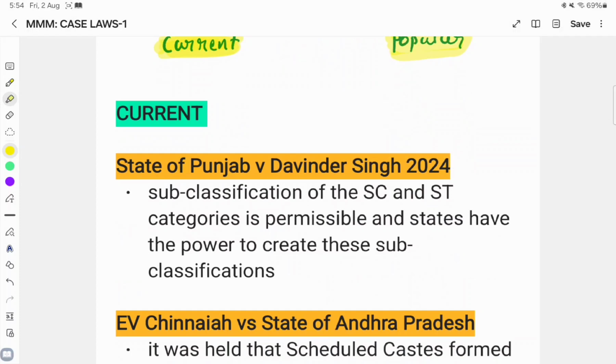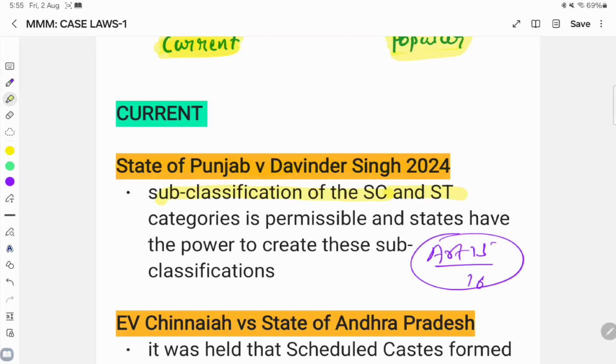The first case you must have read in current affairs is the State of Punjab versus Davinder Singh 2024 case. It is about the sub-classification of SCs and STs in case of reservation. Whenever a question comes about reservation, that is under Article 15 and Article 16, on whether this categorization within SC and ST is allowed or not, we can use this judgment to substantiate our points.